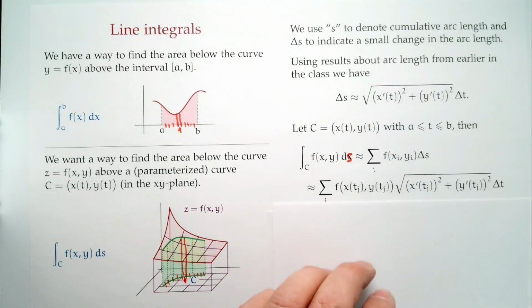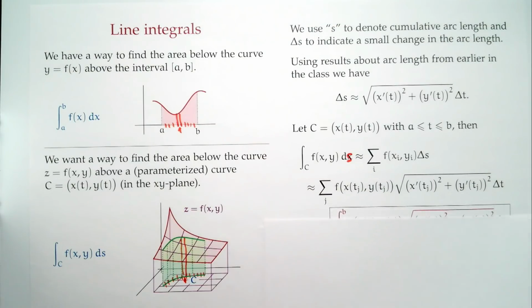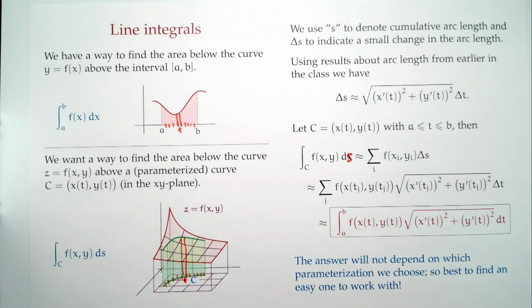Well, that sum looks an awful lot like an integral because it basically is an integral, especially in the limit. And there you go. So how do you do a line integral? Well, the answer is we turn it into a nice integral of one variable. So we turn it into an integral that depends only on time t. So the integral from a to b of f of x of t, y of t, times the square root of x prime squared plus y prime squared dt.